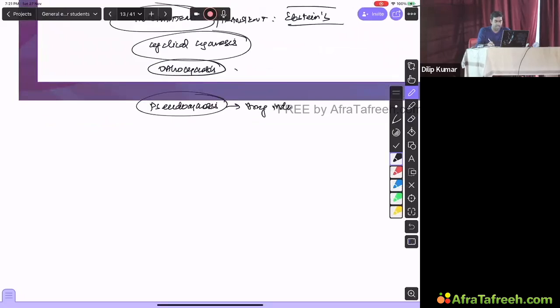Typically happens in drug-induced hyperpigmentation. Okay, because some drugs like amiodarone can produce bluish pigmentation, right? So it will be very commonly in drug-induced cases. I'll show you some drug-induced hyperpigmentation.